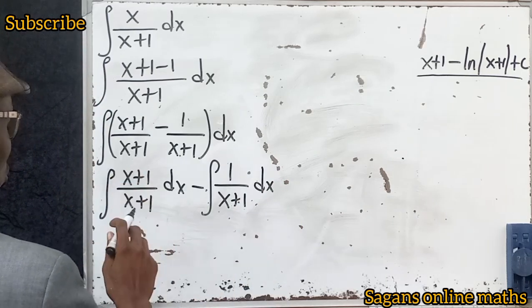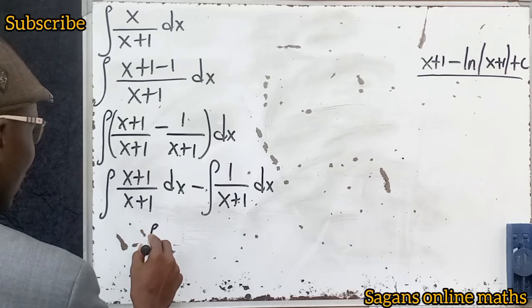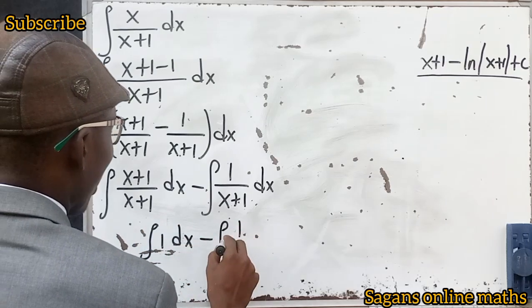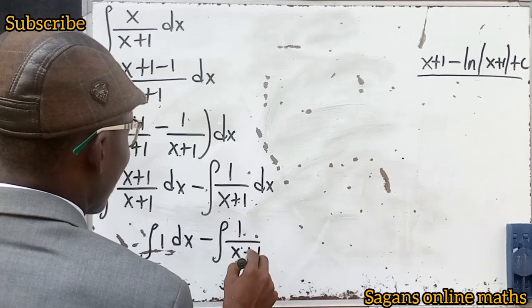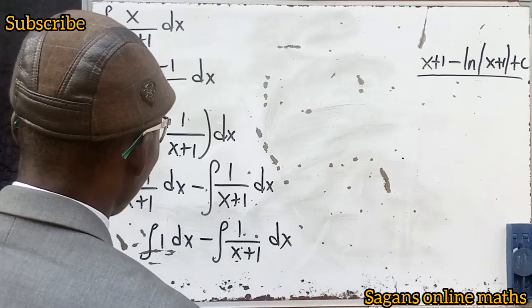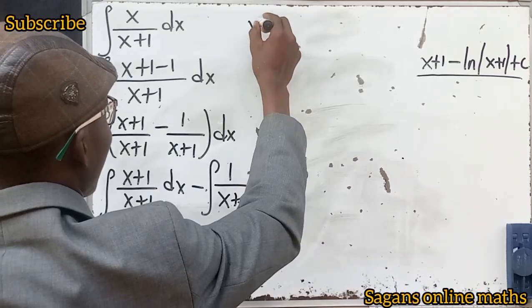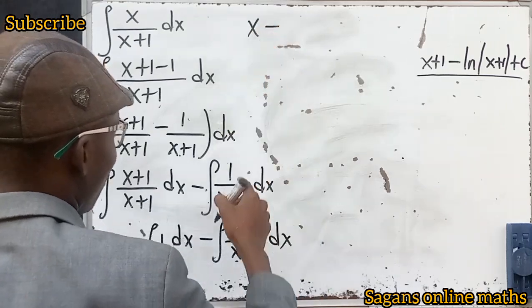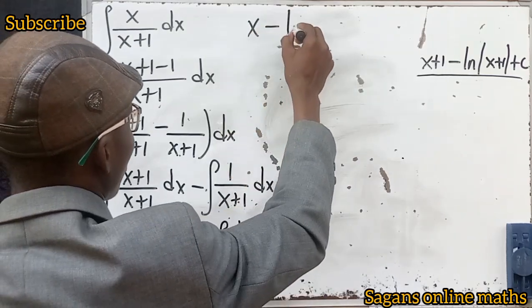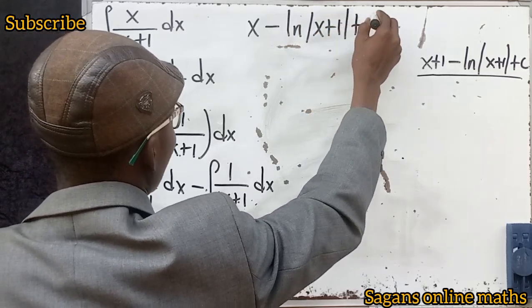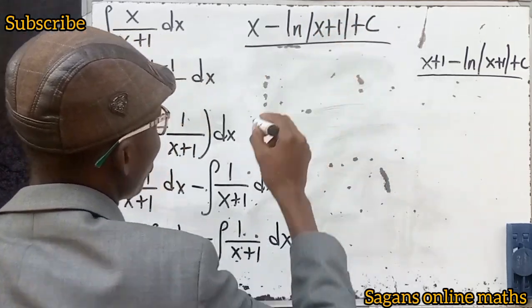Now if we divide the first part, we just have 1. So this is the integral of 1 dx minus the integral of 1 divided by x plus 1 dx, right? Remember, if we integrate 1 with respect to x, it is just x. So we have x, then minus, if you integrate this, we're going to have ln of x plus 1, then plus our integration constant c. And this is the solution to this problem.